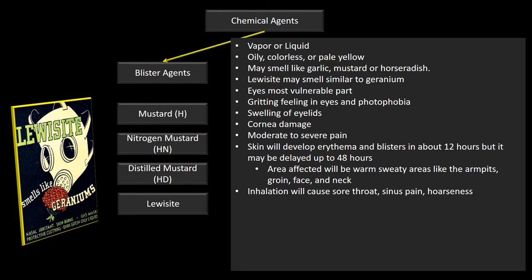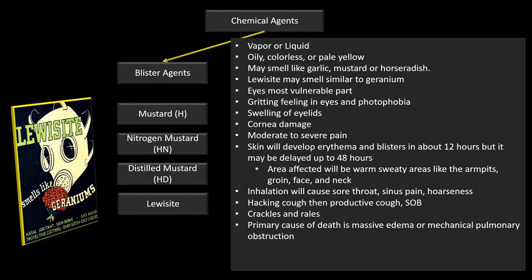Inhalation can cause a sore throat, sinus pain, and hoarseness. It can also give you a hacking cough, then a productive cough and shortness of breath. And as it gets down to the lungs, we're going to see things like crackles and rales. We're going to get those really bad lung sounds that indicate fluid down in the lower airways. And then the primary cause of death, if you do get a lethal dose of it, is massive edema or a mechanical pulmonary obstruction. You start to get all sorts of fluid down in the alveoli, and you have pulmonary edema, and you can't move any air. You can't exchange your oxygen and your carbon dioxide, and that's how they can kill you.